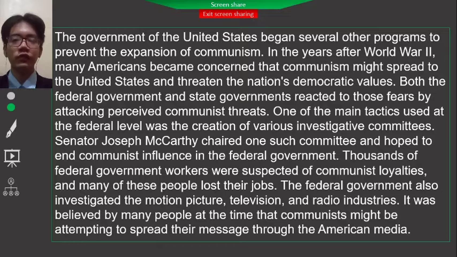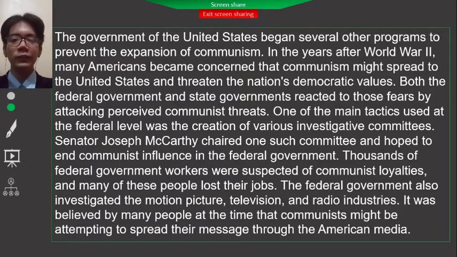In the years after World War II, many Americans became concerned that communism might spread to the United States and threaten the nation's democratic values. Both the federal government and state governments reacted to those fears by attacking perceived communist threats. One of the main tactics used at the federal level was the creation of various investigative committees. Senator Joseph McCarthy chaired one such committee and hoped to end communist influence in the federal government. Thousands of federal government workers were suspected of communist loyalties, and many of these people lost their jobs.